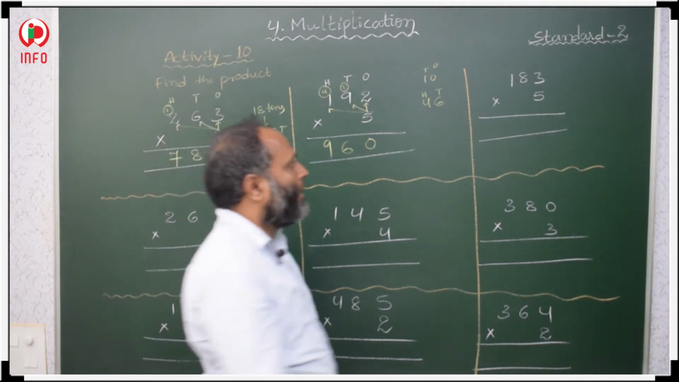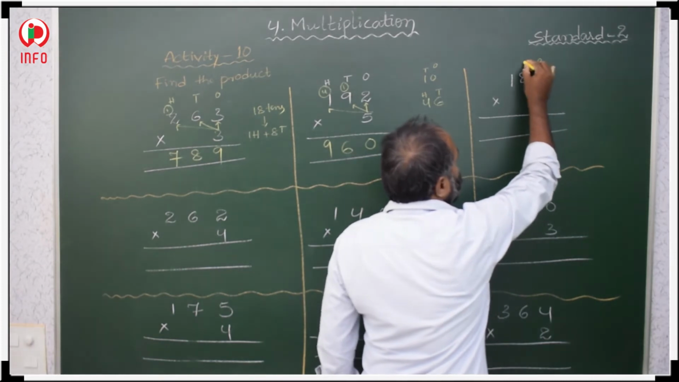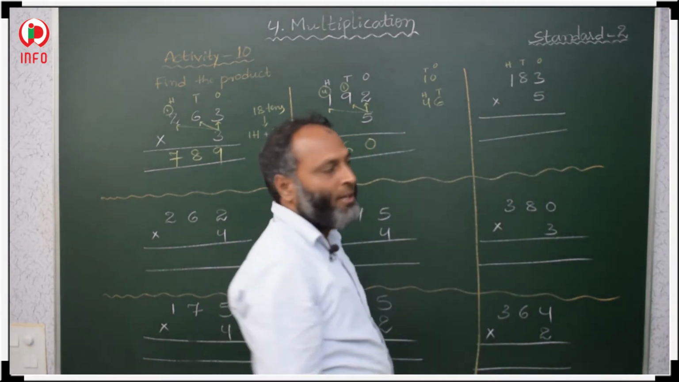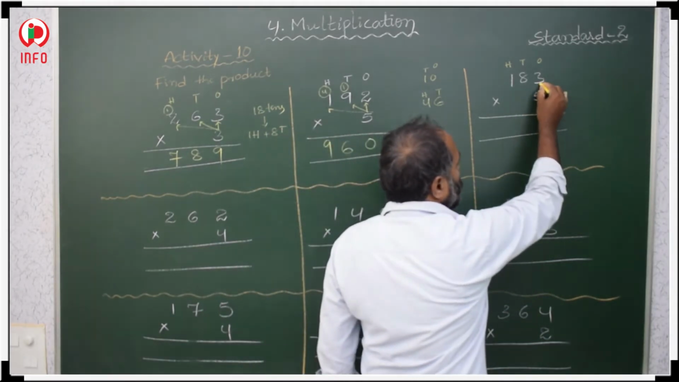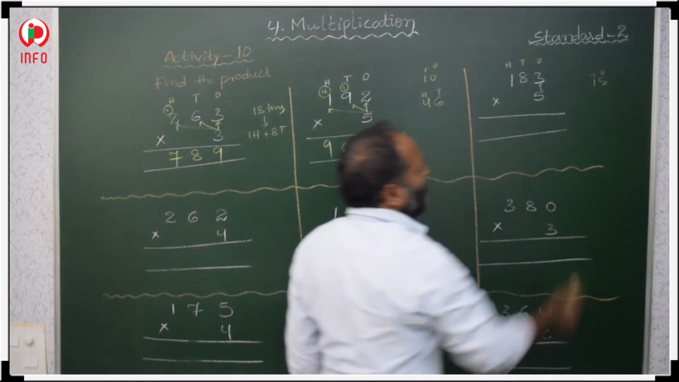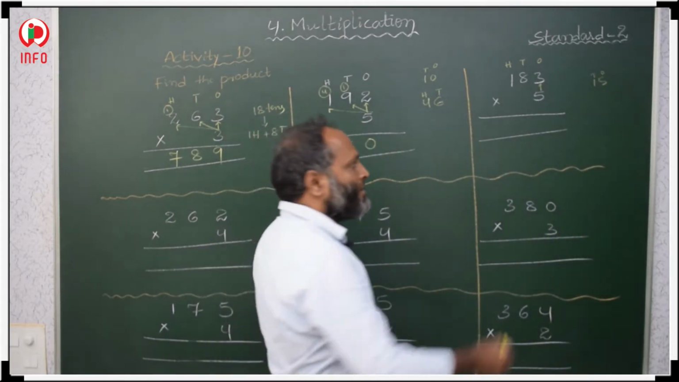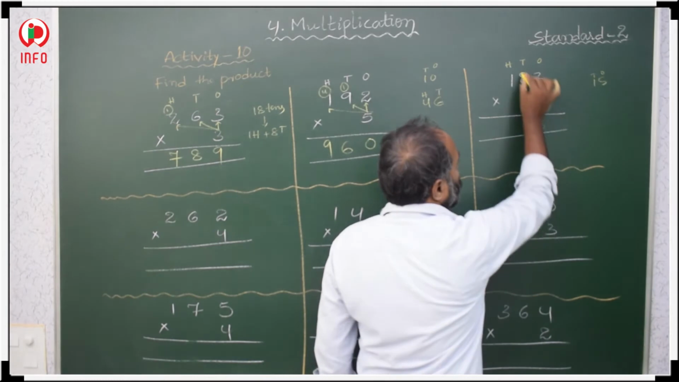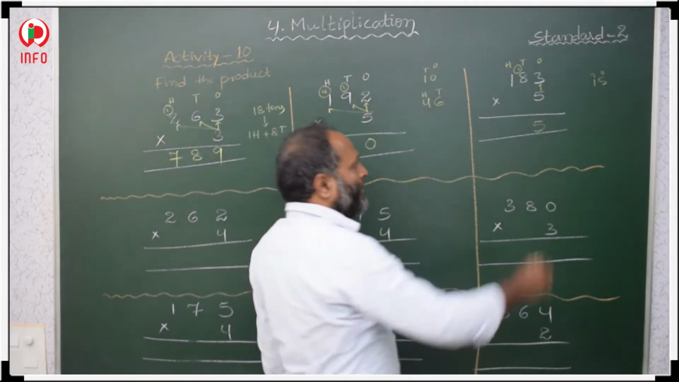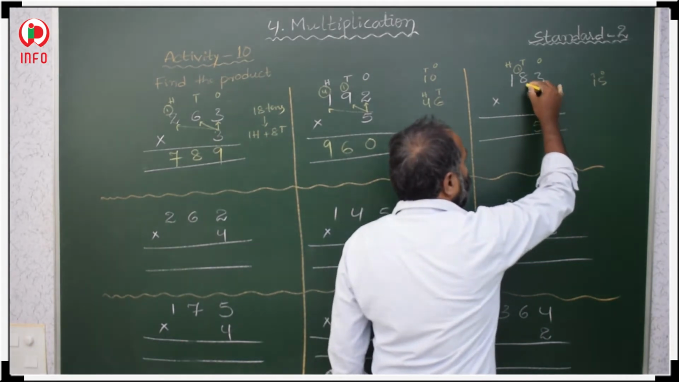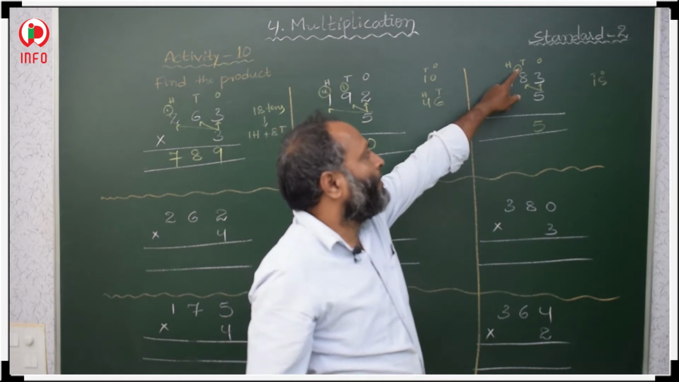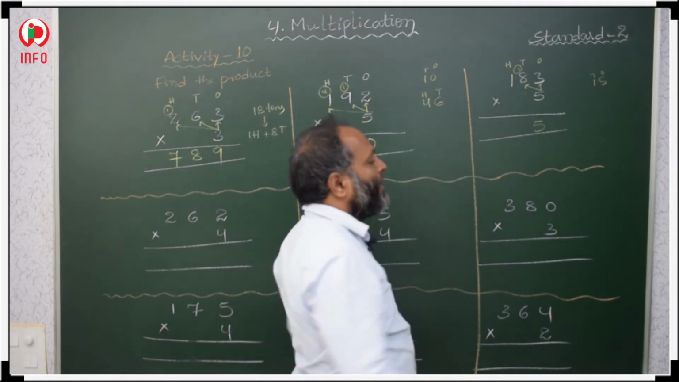Next, ones place, tens place and hundreds place. Multiply 5 with 3. 5 threes are 15. 15 ones means 5 ones and 1 ten carried over to the tens place. Then after that, 5 eights are 40. 40 and this carry over 1, 40 plus 1, 41. 41 tens.